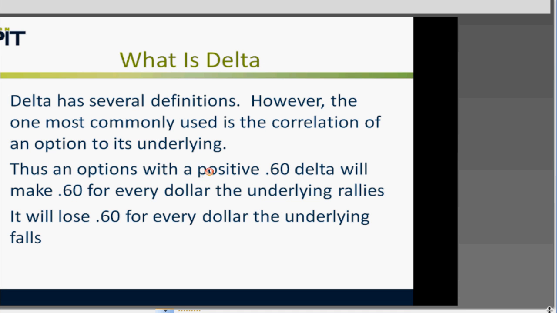All right, so now let's briefly talk about what is delta. Delta has several definitions. However, the one most commonly used is it's the correlation of an option to its underlying. So an option with a positive 0.6 delta, sometimes called a 60 delta, will make 60 cents for every dollar the underlying rallies. It will lose 60 cents for every dollar the underlying falls.